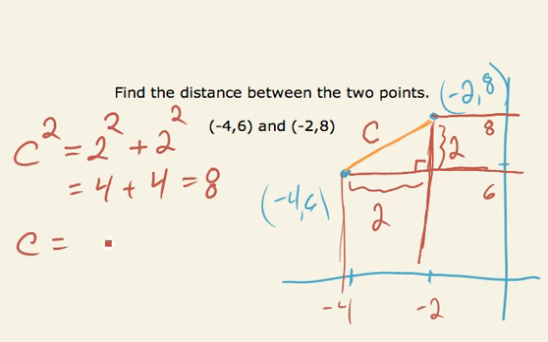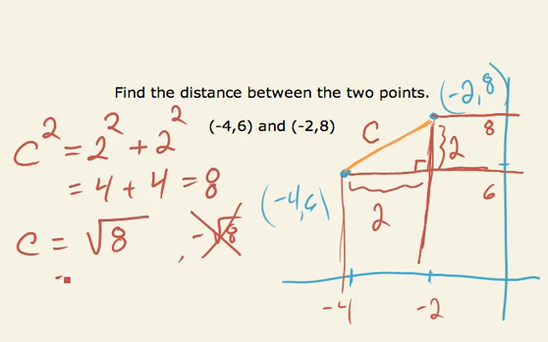So C must be equal to one of the square roots of 8. It could be equal to the other one, at least in this equation, but we're dealing with distances, so that's not the solution to this equation that we want to use. We want to use the positive solution. So C equals square root of 8.